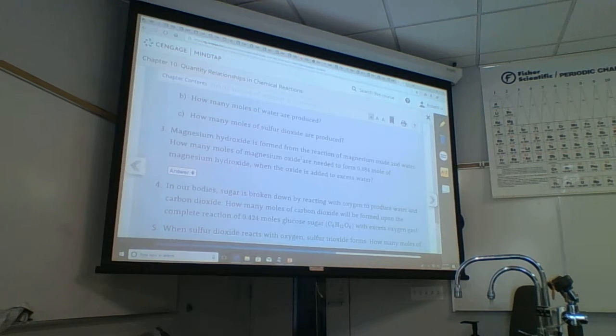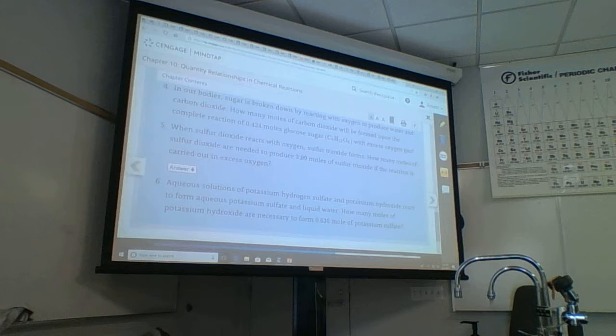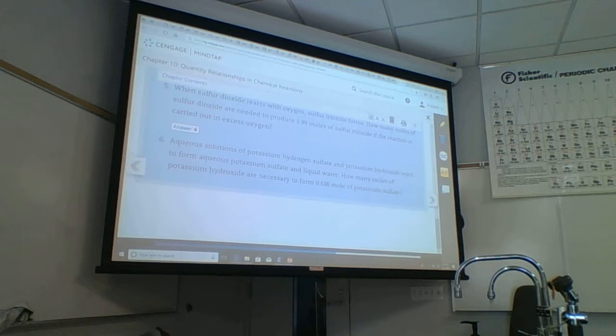That's a redox reaction, number 4, it's oxidation. Number 5, when sulfur dioxide reacts with oxygen, sulfur trioxide forms. This is another redox reaction. How many moles of sulfur dioxide? So again, mole-to-mole conversion.